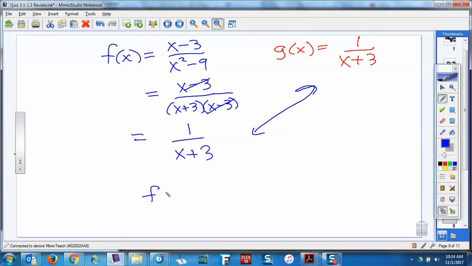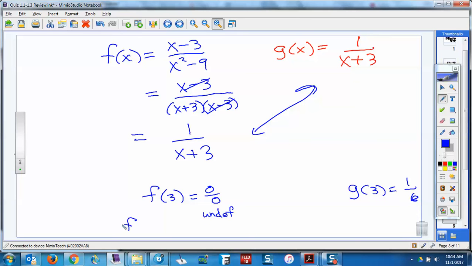Except, what's f of 3? The original f. That's 0 over 0, which, yes, is undefined, but it's a really special type of undefined, as we're going to find out in a minute and later this year especially. That is undefined, but it's a really special type of undefined. Okay, what's g of 3? 1/6. So see, they're definitely not the same. They're not equal when x is 3.